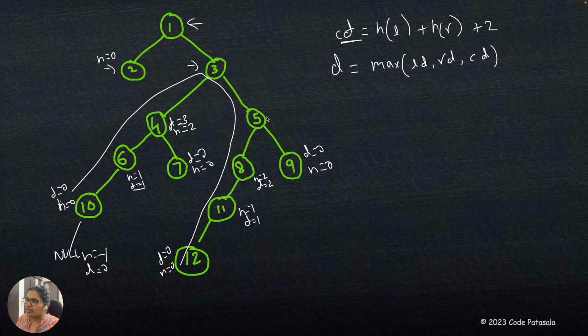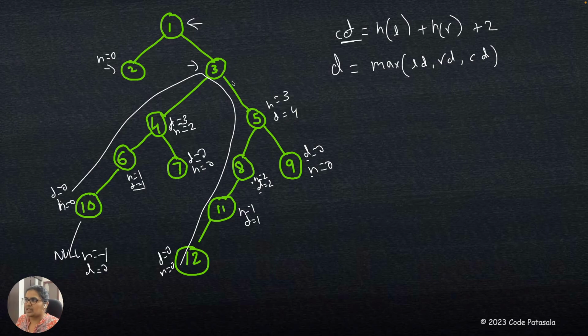Here for node 5, height would be 3 because the maximum of left child height and right child height is 2, plus 1, so height is 3. Diameter is the maximum of left diameter, right diameter, and height of left plus height of right plus 2. So diameter would be 4. Okay, 1, 2, 3, 4.